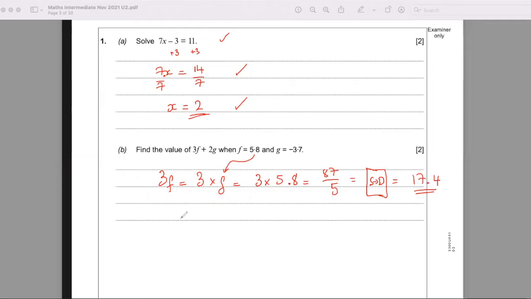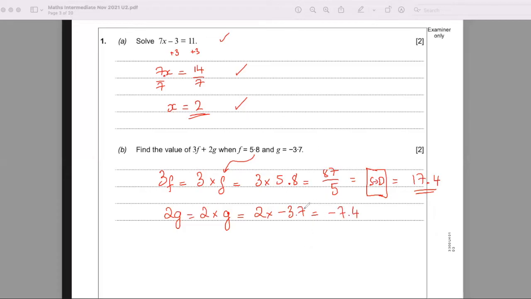Okay, right, so next one, you've got 2g, meaning 2 times g. So 2 times minus 3.7. So turn your letter into the number that they've given you there, and just plug that into your calculator. Make sure that you've done it as minus 3.7, and that should give you minus 7.4.